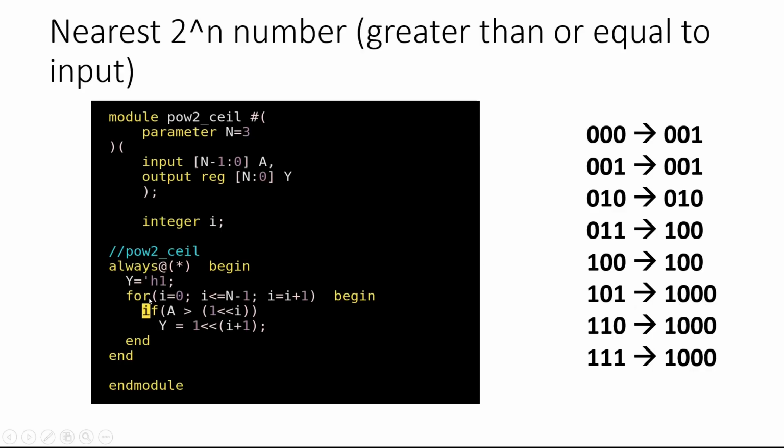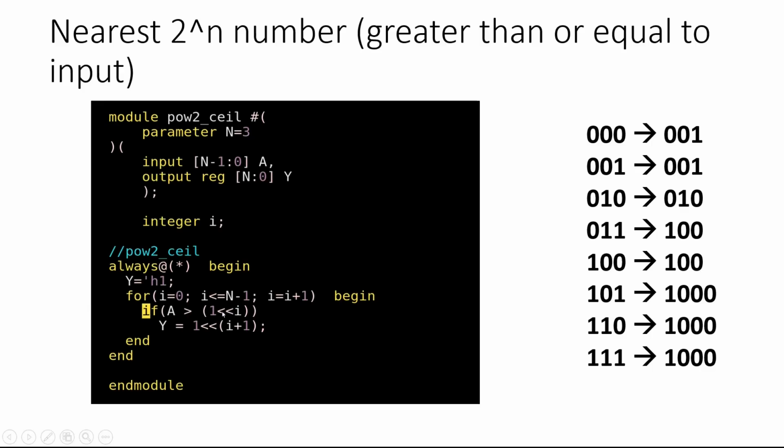Now look at the for loop. For i equal to 0, i will vary till n minus 1. In our case n is 3, so i will go to 2: 0, 1, 2. And in each iteration I will increment its value by 1. So when i is 0, 1 left shift 0, that means we are not shifting anything. So the value of this is 1 only.